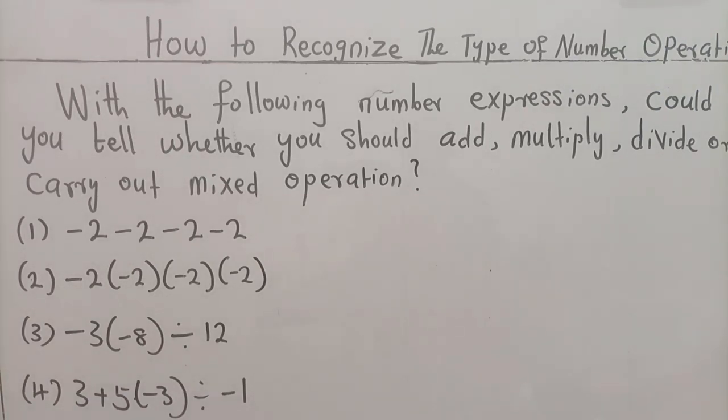Now, with the following number expressions, could you tell whether you should add, multiply, divide, or carry out mixed operation? I hope you know what I'm trying to ask you here. Please watch these four operations in numbers. Minus 2, minus 2, minus 2, minus 2. You have four twos. What are you going to do with them?